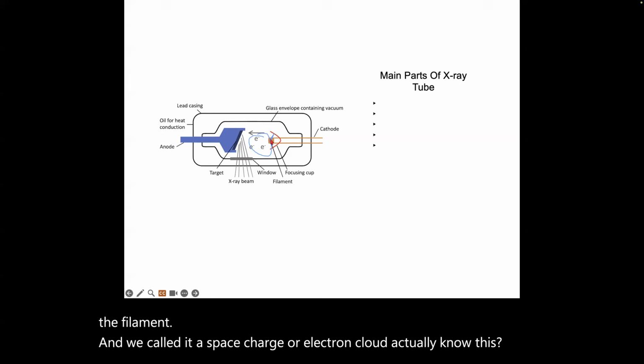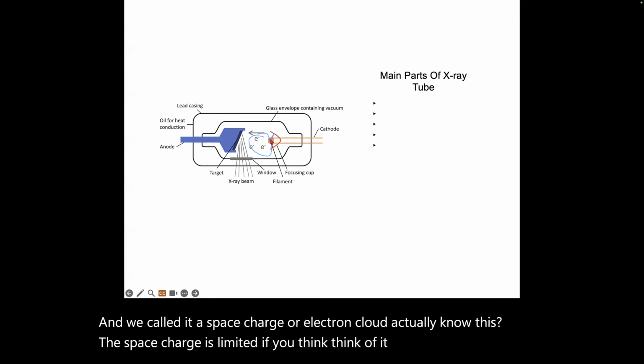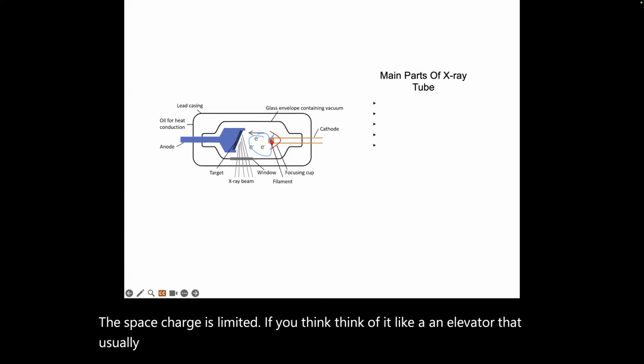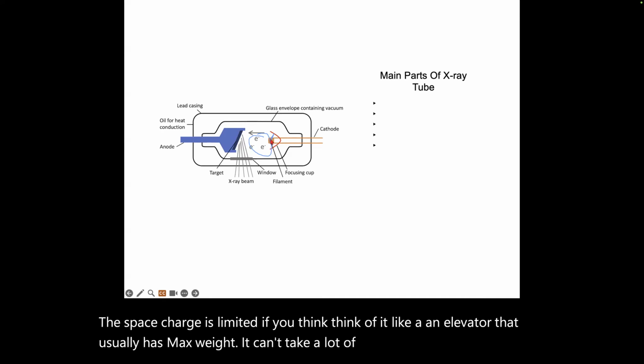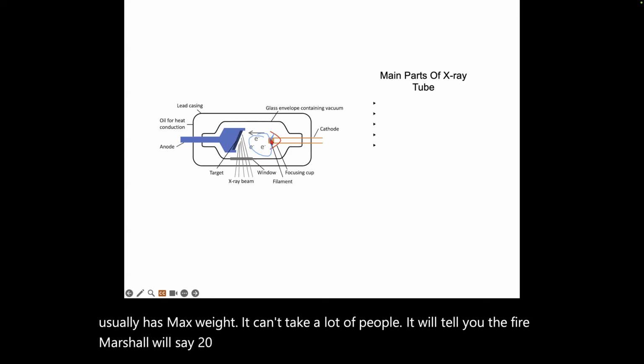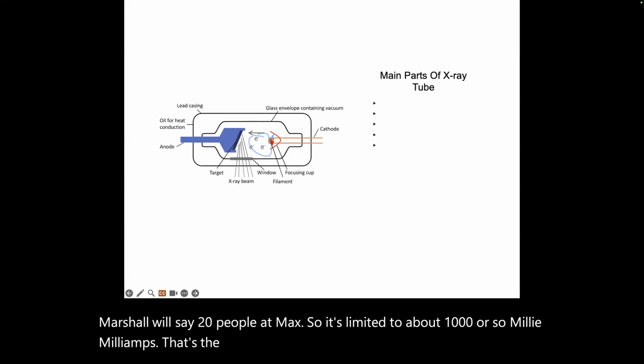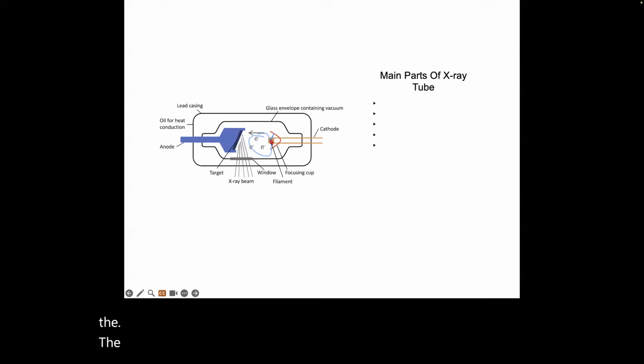The space charge is limited. If you think of it like an elevator that usually has max weight. It can't take a lot of people. The fire marshal will say 20 people at max. So it's limited to about 1,000 or so milliamps. That's the limit of how many electrons can crowd around the filament. What's the limit? 1,000 what? Milliamps. About 1,000 milliamps. Some tubes have a higher capacity.